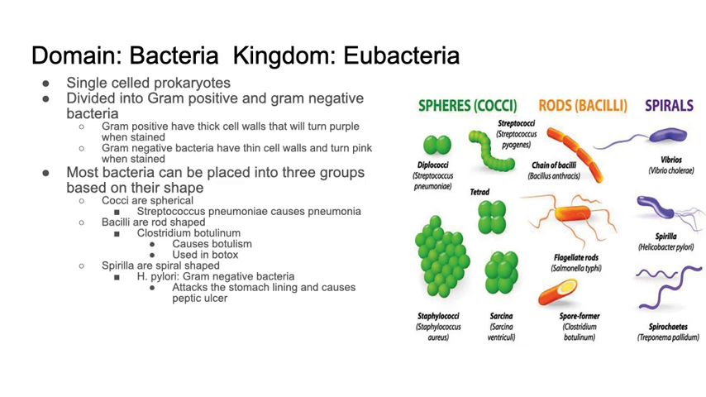Most bacteria can be placed into three groups based on their shape. Cocci are spherical, so Streptococcus pneumoniae causes pneumonia. Bacilli are rod-shaped. Clostridium botulinum causes botulism and is the active ingredient in Botox. Spirals are spiral-shaped. Helicobacter pylori are gram-negative bacteria, which attack the stomach lining and cause peptic ulcers. On the right, we can see images of what the cocci, bacilli, and spirals look like.